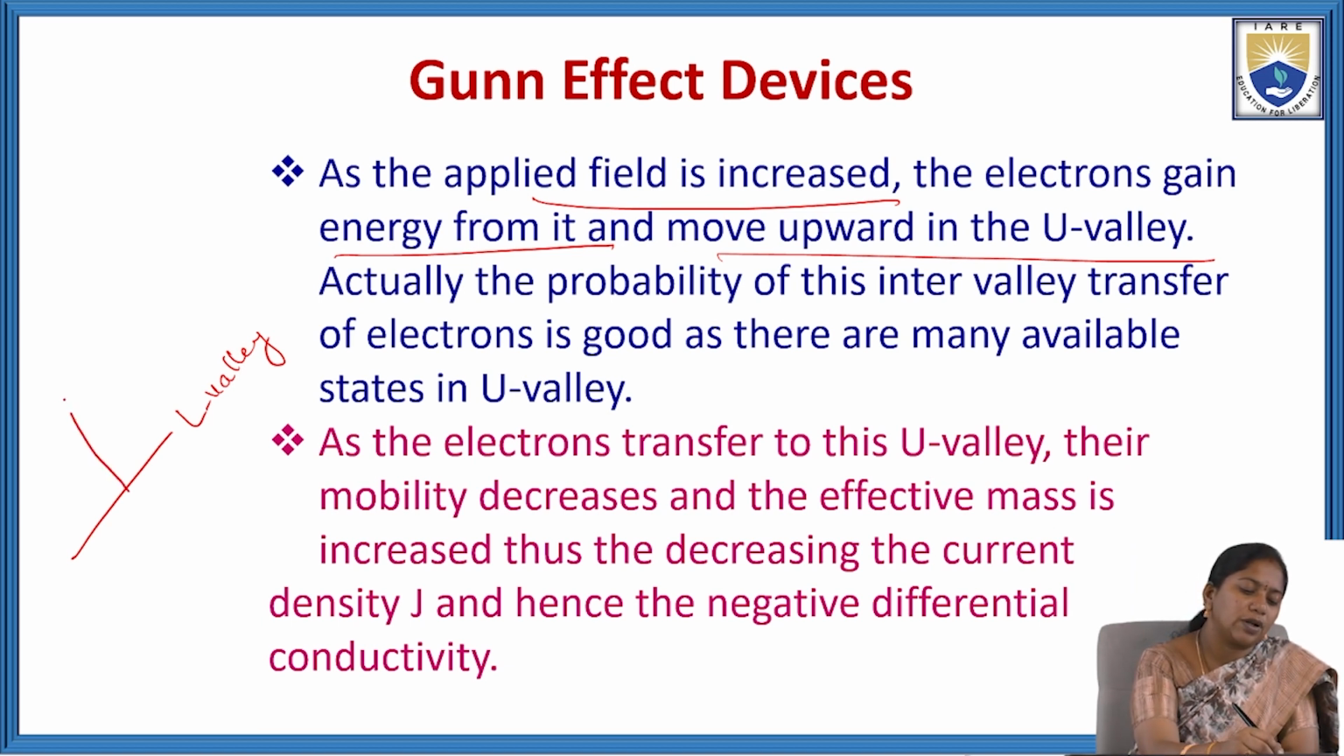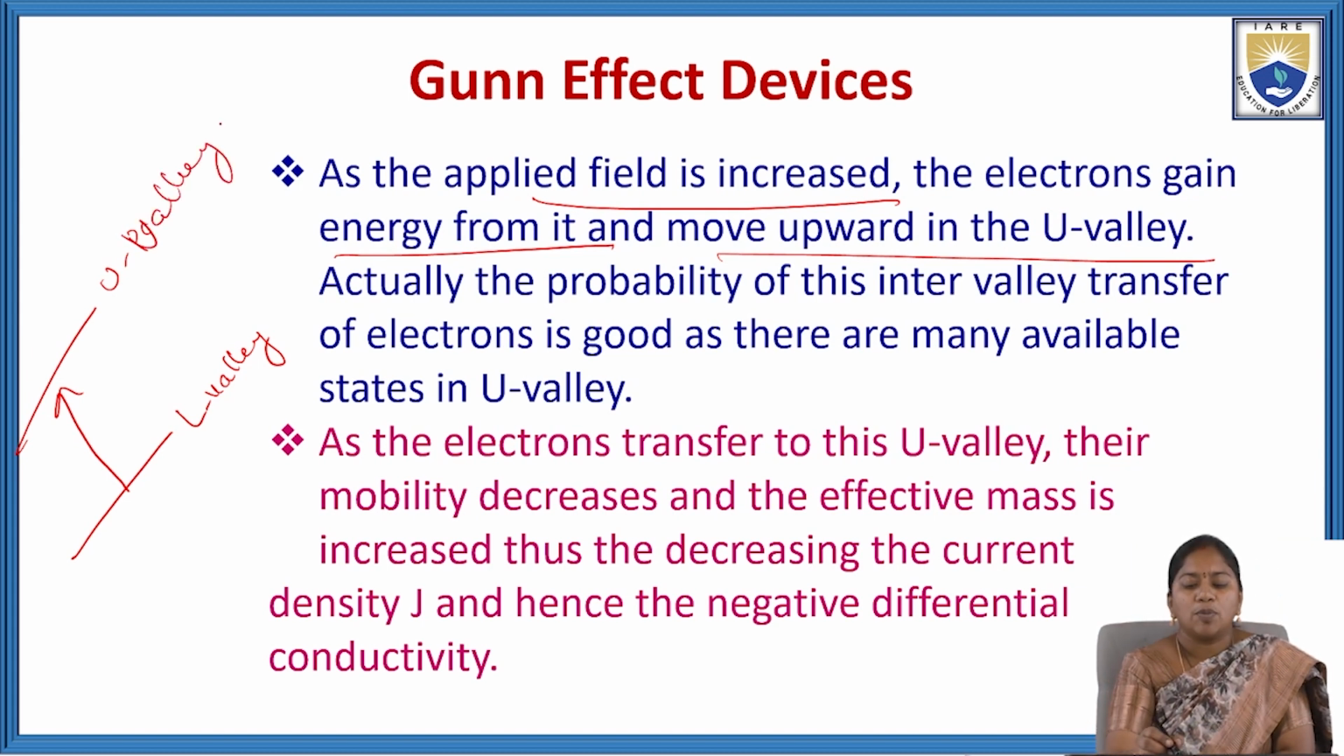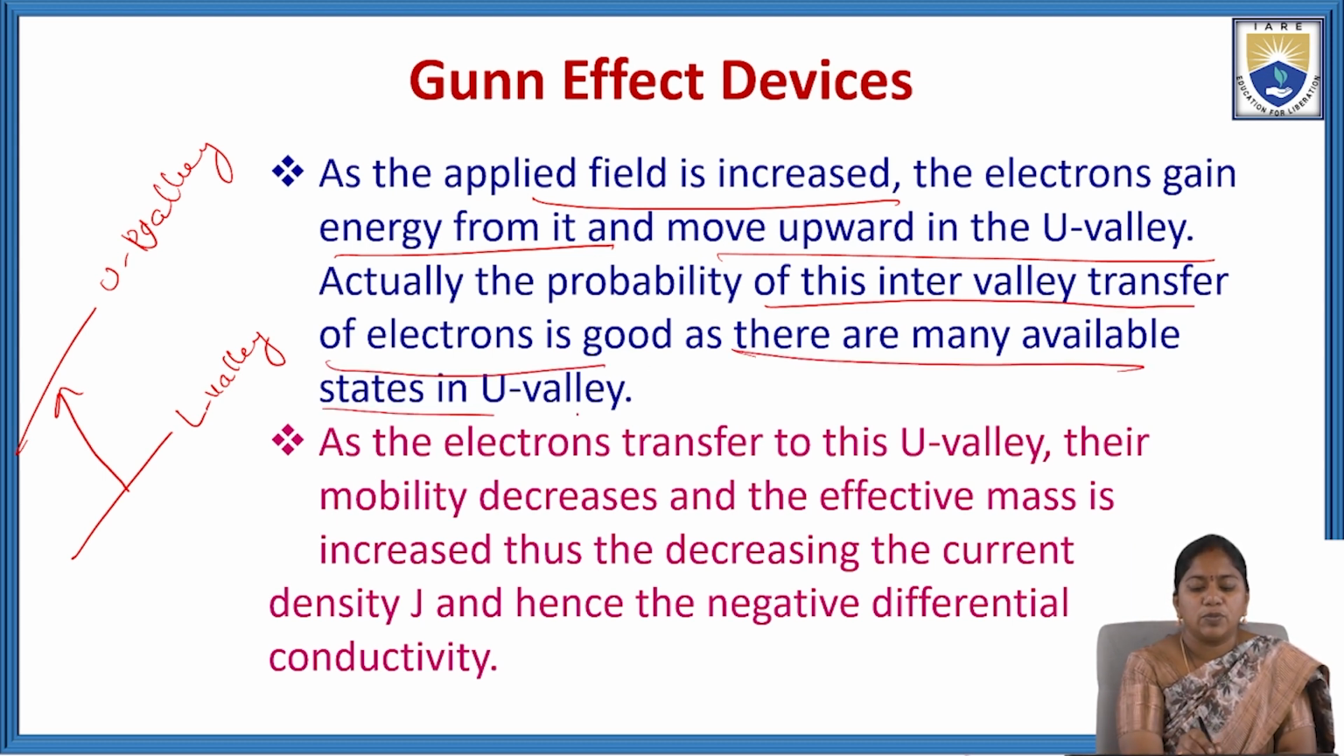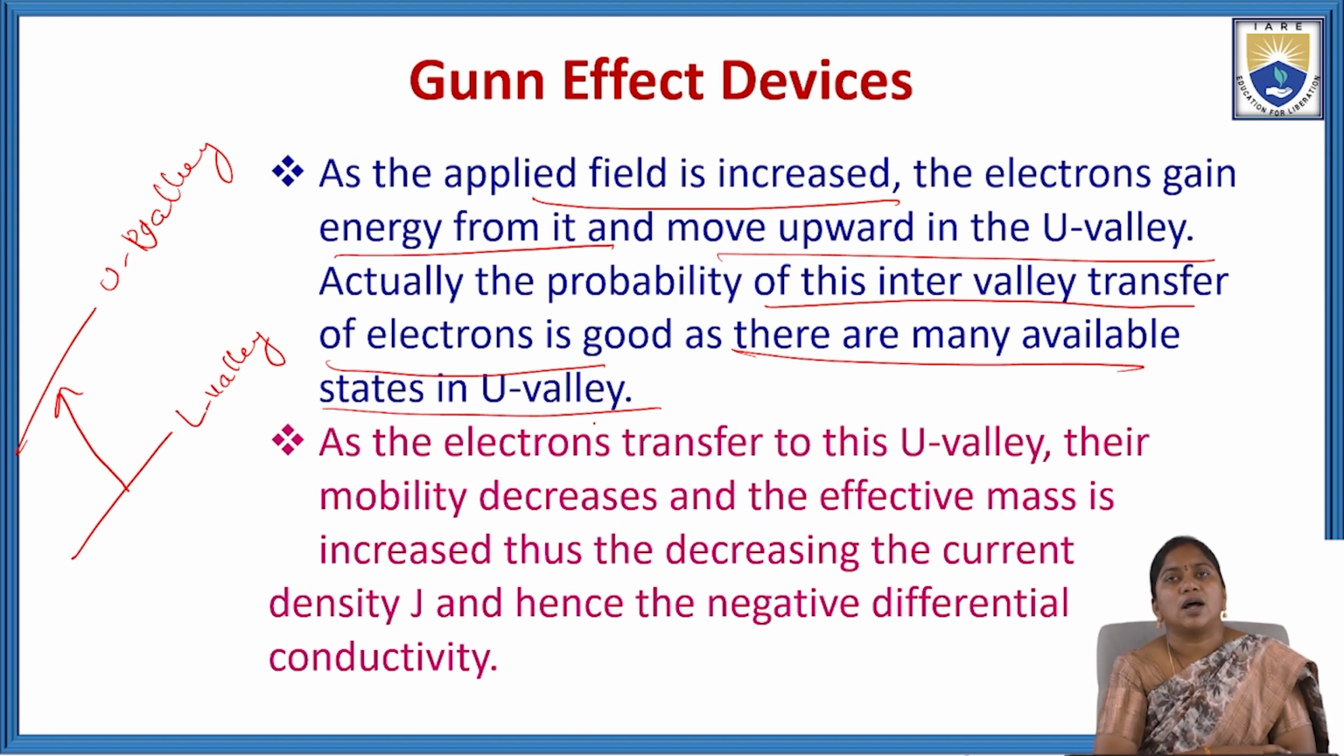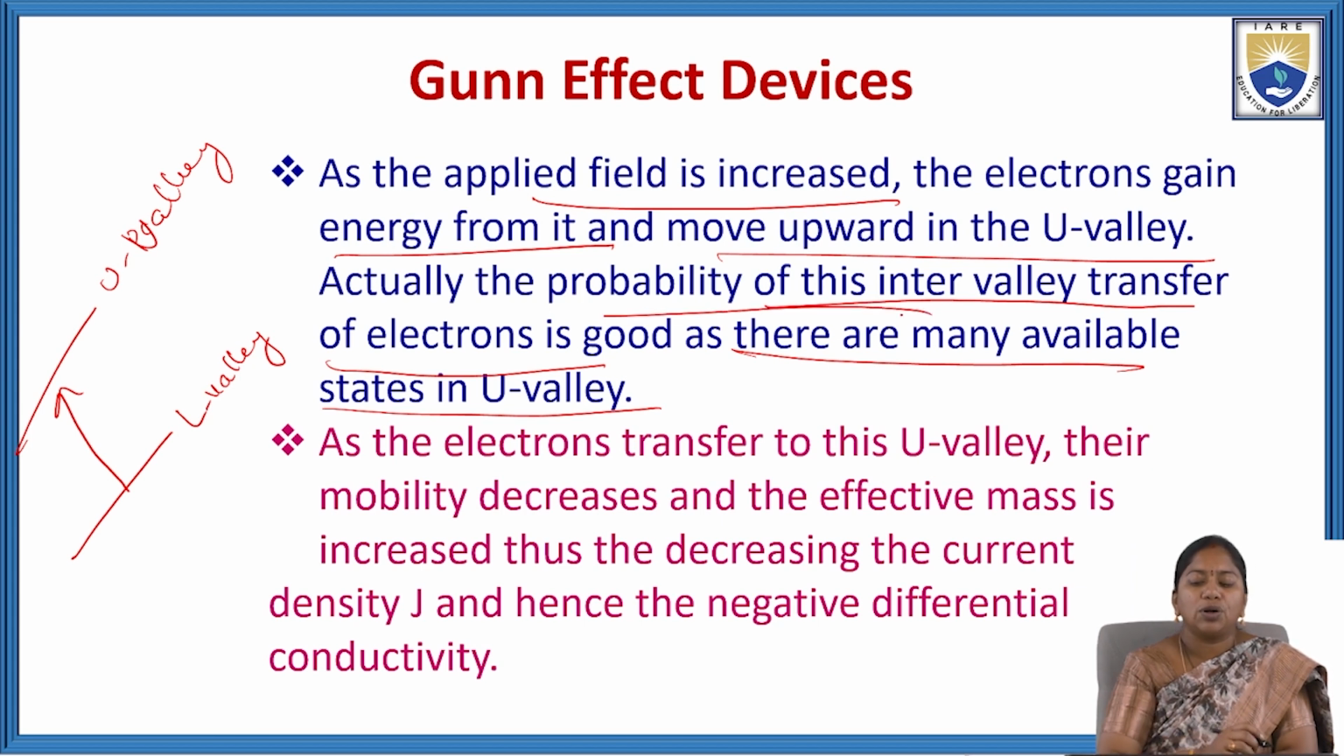Those are moving from the lower valley to the upper valley, the L valley to the U valley. The probability of this intervalley transfer of electrons is good, as there are many available states in the U valley. As the applied field is increased, the electrons gain energy from the electric field and move upward in the U valley. As the electrons transfer to the U valley, their mobility decreases.